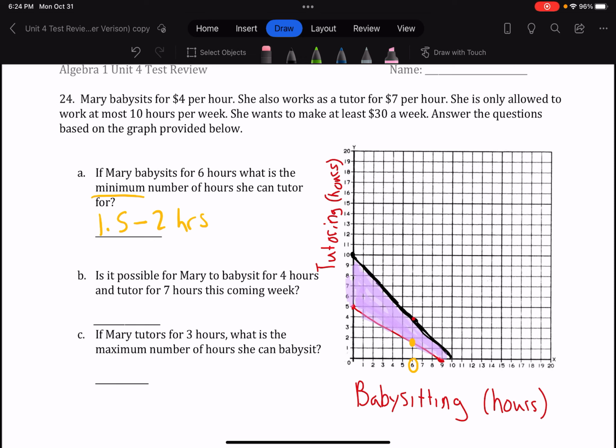Then it asks, is it possible for Mary to babysit for 4 hours and tutor for 7 hours? Well, she's babysitting for 4, tutoring for 7. That point is not in my solution. But also, 4 plus 7, that equals 11, and 11 is greater than 10. So that's definitely not a solution, and it's not a possibility. She can't work for 10 hours.